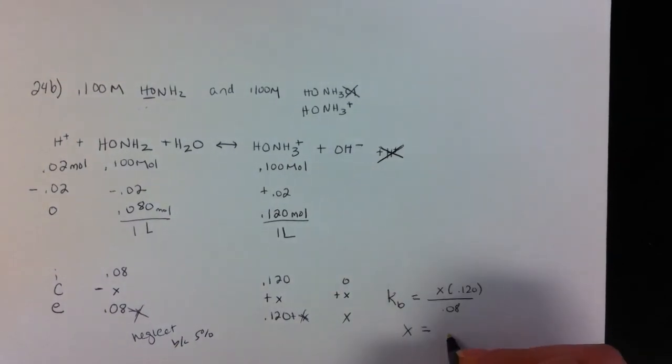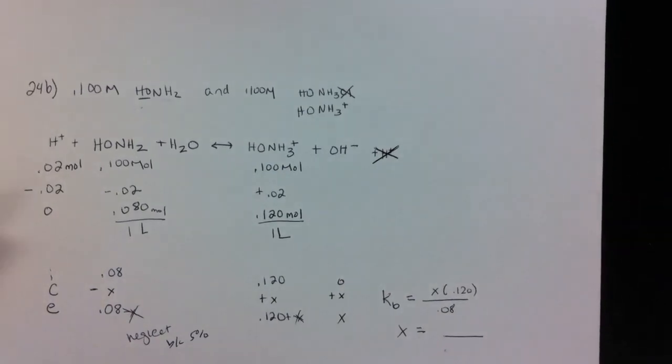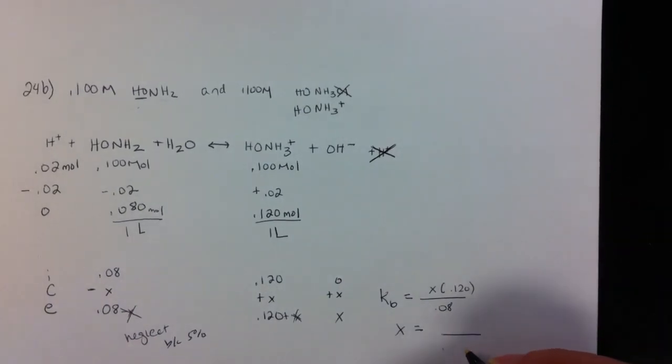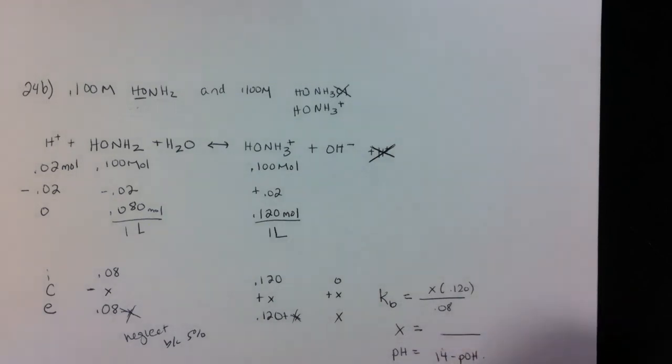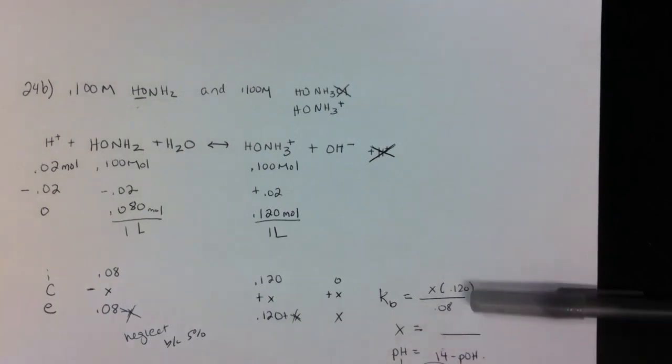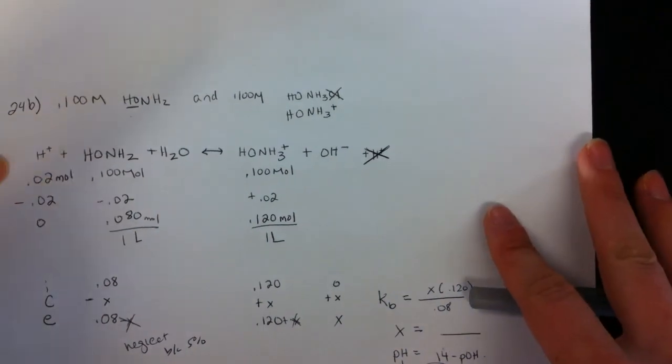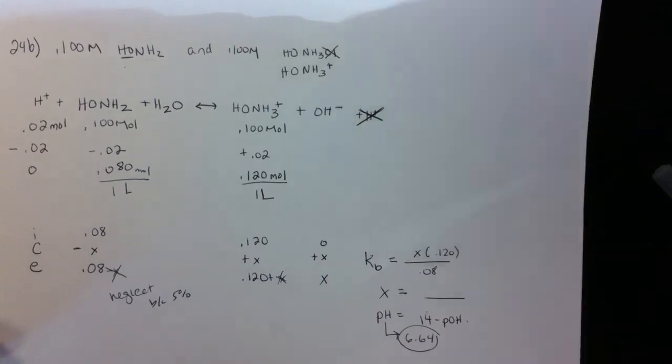When we solve for x, I don't have my calculator here, guys, so I can't do it for you, but you would get the amount of OH, and to find the pH, you'd have to take the 14 minus the pOH. Okay, when you do this, I do know the answer to this should be about 6.64. Okay, oops. Alright, thanks guys.